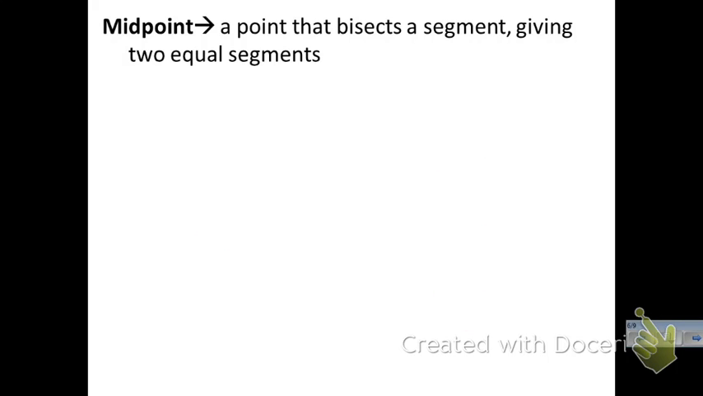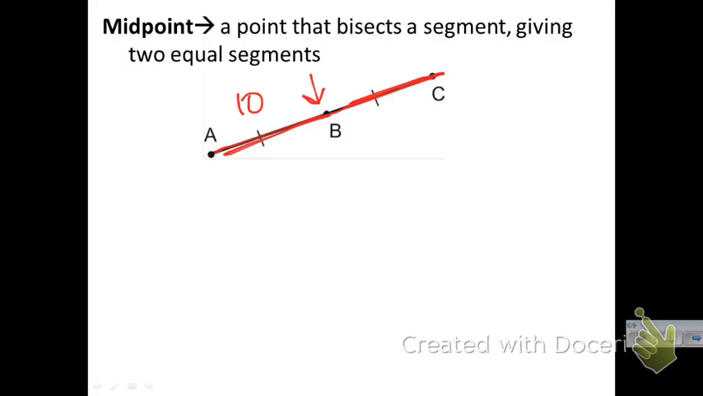The midpoint is a point that bisects a segment giving two equal segments, and we actually did a problem of the day that involved a midpoint. And so here we have this segment, and what this says is that if we have the midpoint at B, that it cuts AC in half so that from B to C is the same as from A to B. So those are equal. So if this was 10, this would be 10. So it tells us that AB, the length from A to B, is equal to the length from B to C.